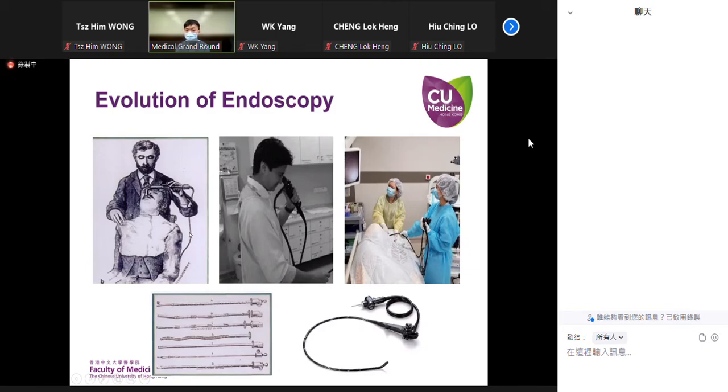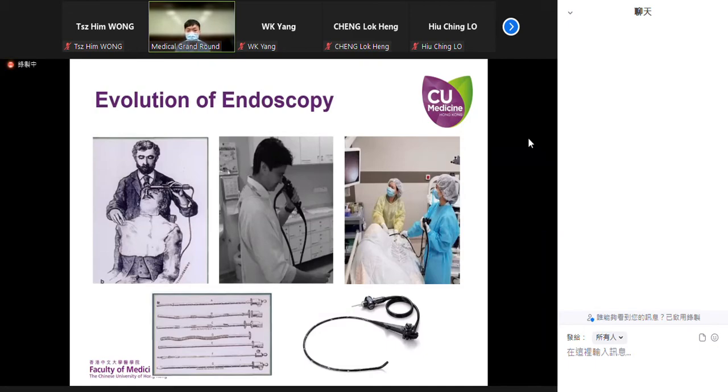But there were two major problems. First of all, is about the illumination, because the candlelight is very dim. And this problem was solved about a decade afterwards, after the invention of the incandescent light by Edison. And actually, the evolution of endoscopy goes on in parallel with some major inventions in human history.